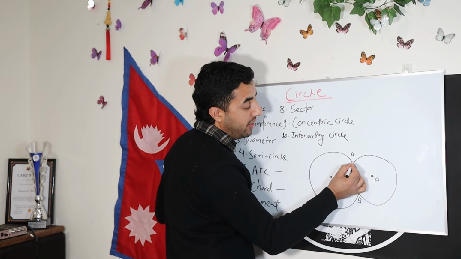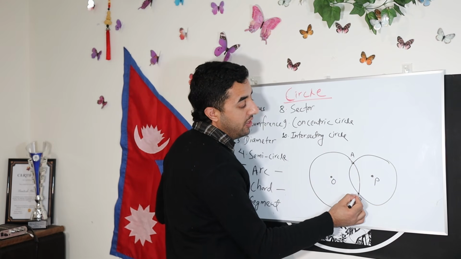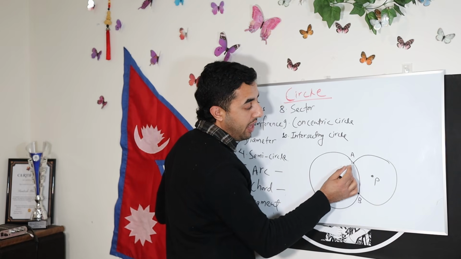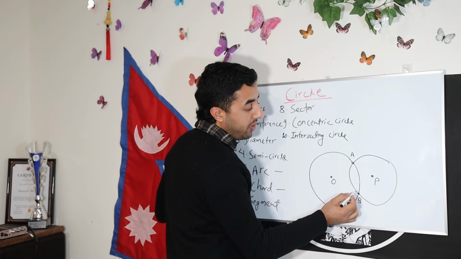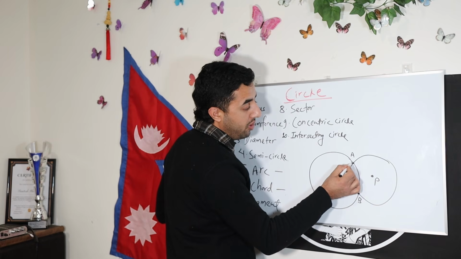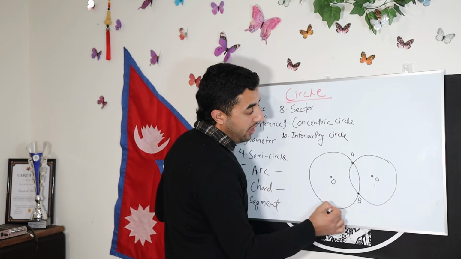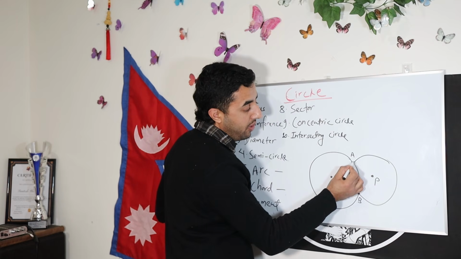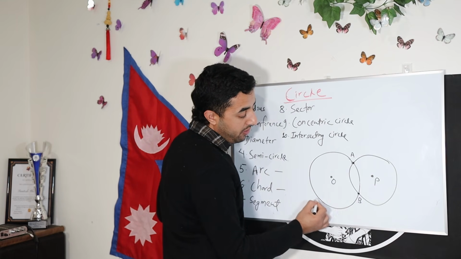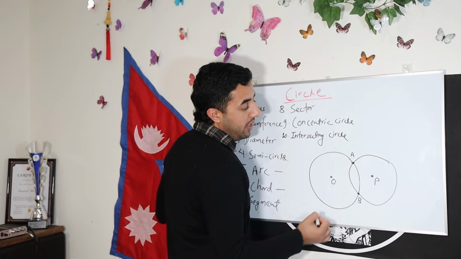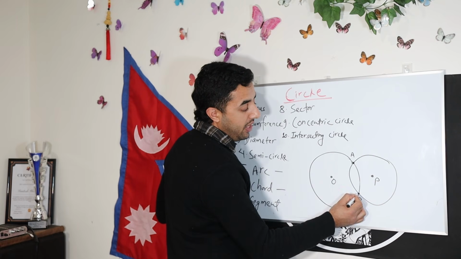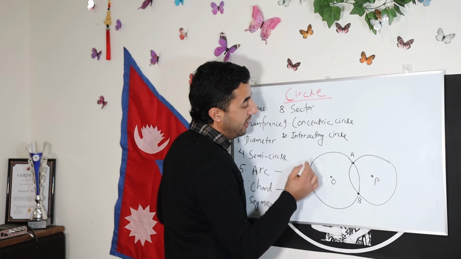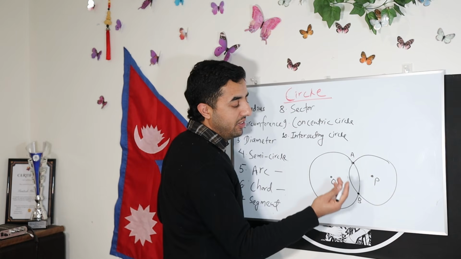They are connecting, touching at any two points, and that is called intersecting circles. That means they have common points. Like you see, A is a moving point of this circle and A is also a moving point of the other circle, and they intersect at this point. B is also a moving point of the big circle and of the small circle. That means they are connecting with each other at two points, A and B. That is called intersecting.